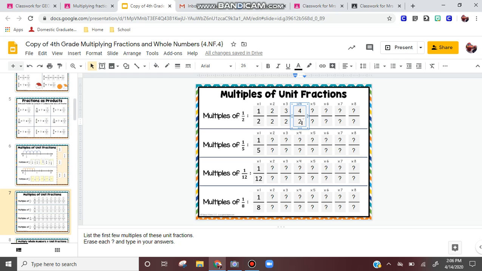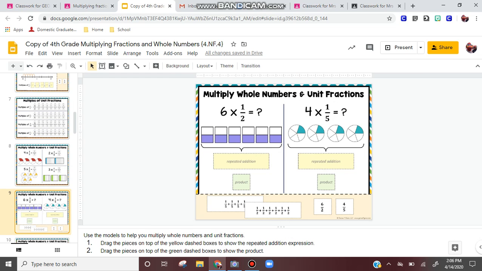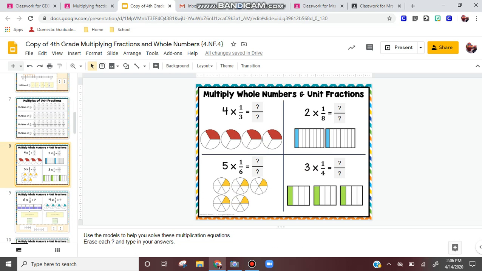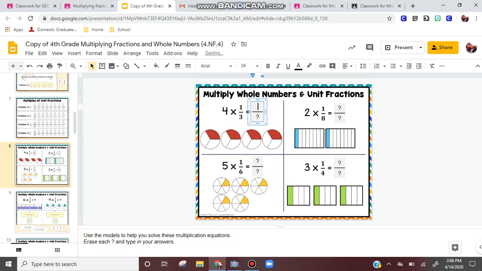All right, let's go on to 8. So this is kind of your answer. So 4 times 1/3. So I have 1/3 plus 1/3 plus 1/3 plus 1/3. So that's 1, 2, 3, 4 thirds. So I'd put 4 here and then thirds here. It does not give you space to make it a mixed number, so I would just leave it improper for now.